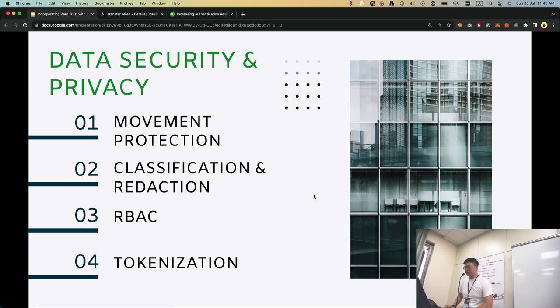I think there's not really much time left, so I'm just going to skim through this. So data-wise, there's movement protection, and there's classification reduction that I just talked about using tokenization and masking. There's role-based access control, and there's tokenization.